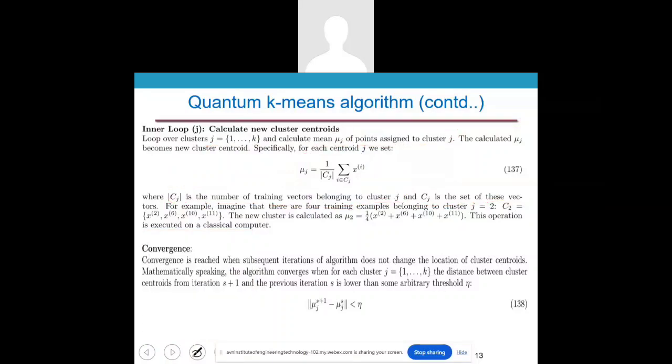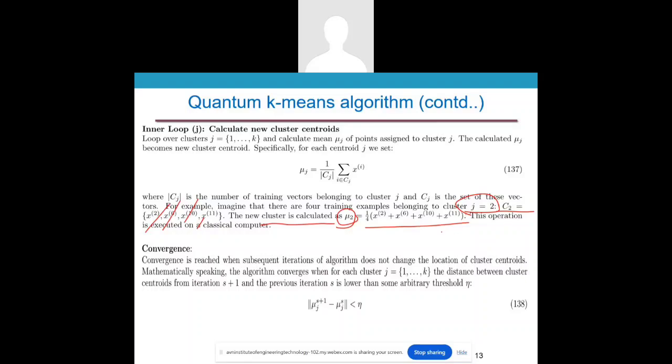Imagine that there are four training examples belonging to the cluster j equals 2. This is the second cluster, the C2 cluster. Examples 1, 2, 3, 4 belong to it. The new centroid of that particular cluster is calculated using this distance calculation. This operation is executed on the classical computer, so it can be executed comfortably.